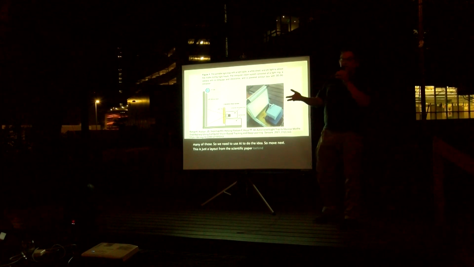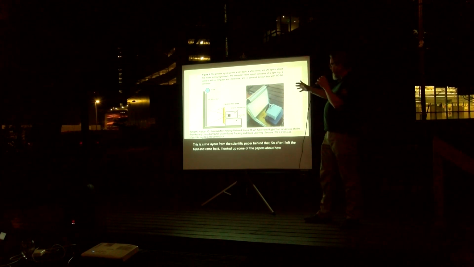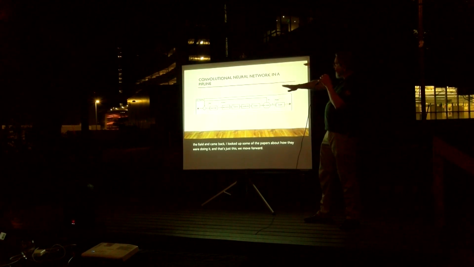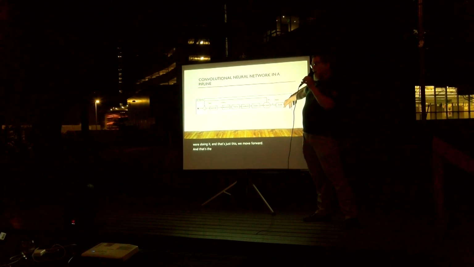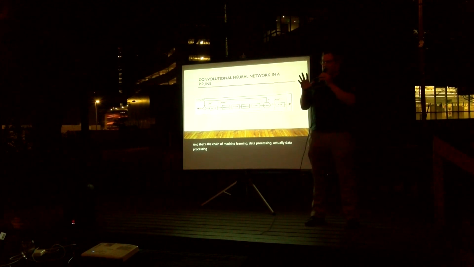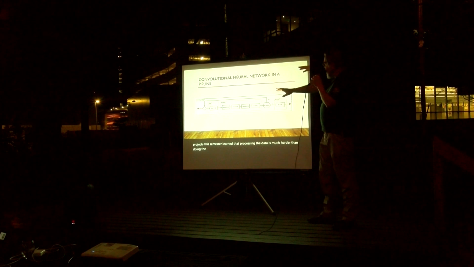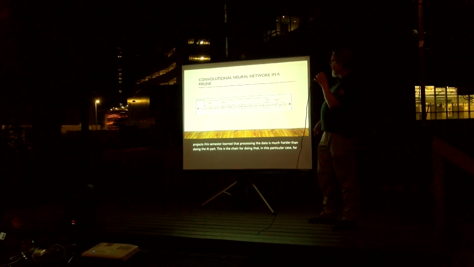After I left the field and came back, I looked up some of the papers about how they were doing it, and that's just this. So you can move forward. And that's the chain of machine learning, data processing. Actually, the data processing is often the hard part. Many of the students in my capstone projects this semester learned that. Processing the data is much harder than doing the AI part. And this is the chain for doing that in this particular case for identifying moths. So move forward.